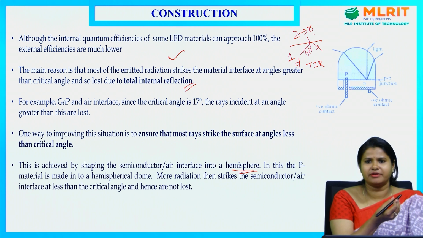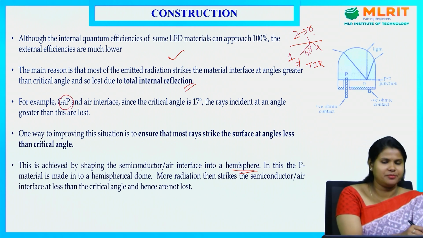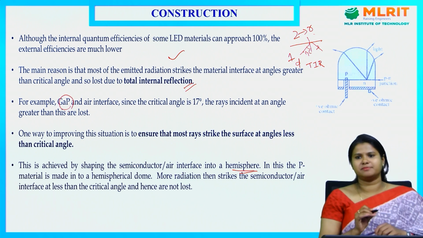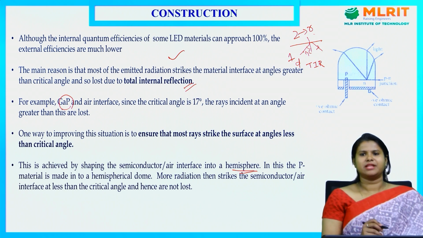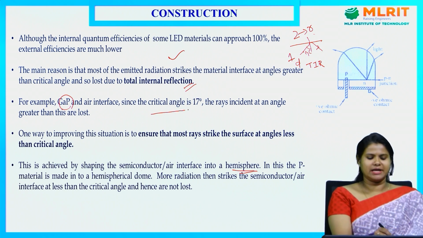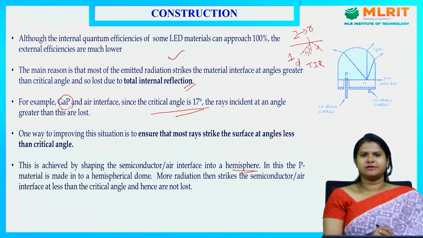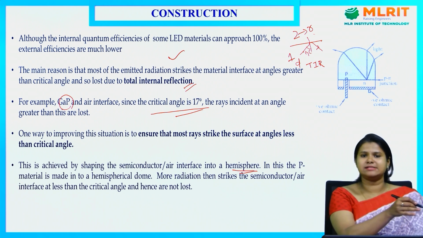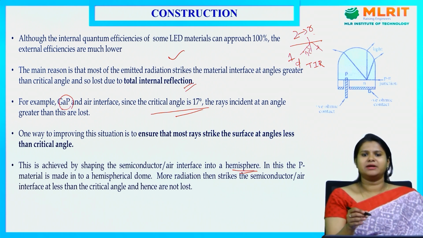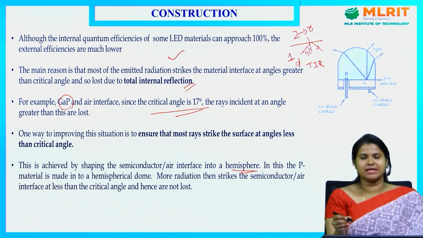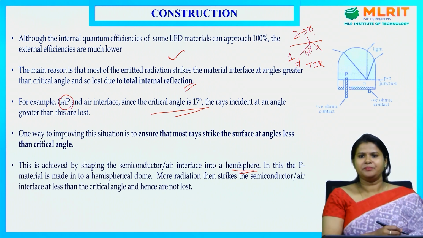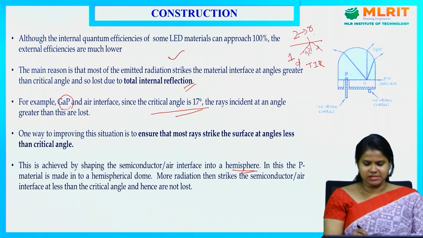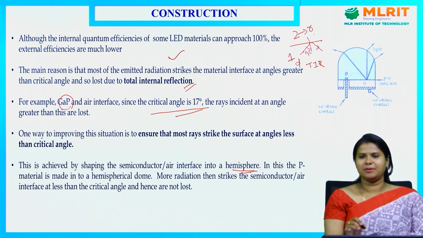We can take, for example, gallium phosphide. If I am using gallium phosphide to construct an LED, the critical angle for gallium phosphide is 17 degrees. So if the rays fall on the surface at an angle greater than this 17 degrees, total internal reflection will take place and the light might come back into the medium. That's why we make the surface of this LED hemispherical in shape.